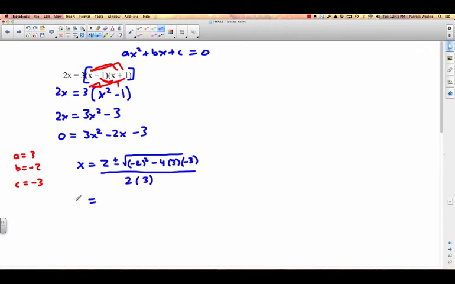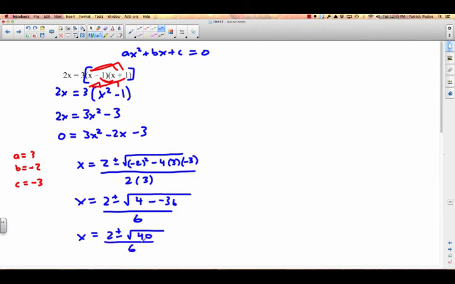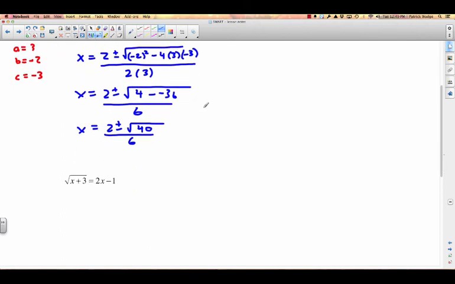So x equals 2 plus or minus square root negative 2 squared is 4 minus 4 times 3 is 12 times negative 3 is negative 36 all over 6. X equals 2 plus or minus square root 4 take away negative 36 is 40 all over 6. Looks good, not quite finished. How come? Because we want to simplify this 40.